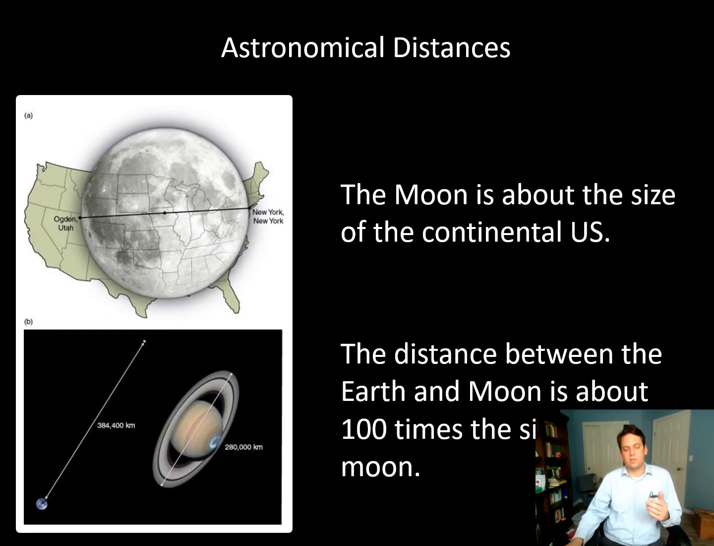And these are pictures that we saw again in the first lecture, but we'll throw them back up here for good measure. The moon's diameter is almost, not quite, the distance coast to coast in the continental U.S. And the distance between the Earth and the moon is about 100 times the size of the moon. So again, you could stack 100 moons side to side, and that would just about get you from the Earth to the moon.